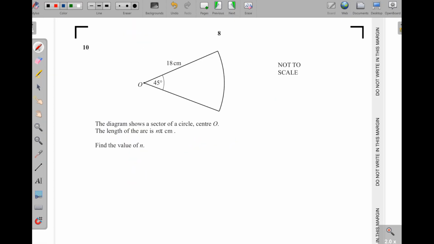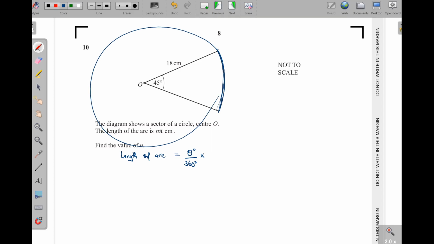Question 10 is coming from circle problems, and they're saying that the diagram shows a sector of a circle center O. The length of the arc is n pi, and then we are supposed to find a value of n. Now, length of arc is equal to the angle it subtends at the center of the circle. This arc has subtended 45, okay? Divide by the angle sum of the circle, which is 360. Just like you know, angles at a point add up to 360, okay? Then times the arc here is part of the circumference of that circle.